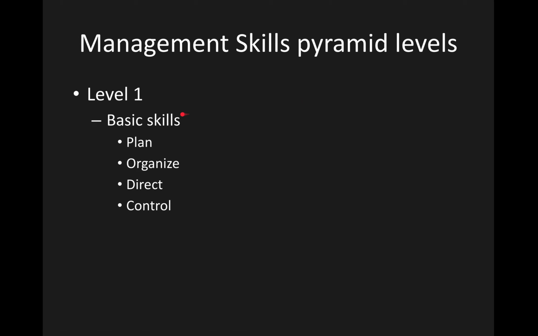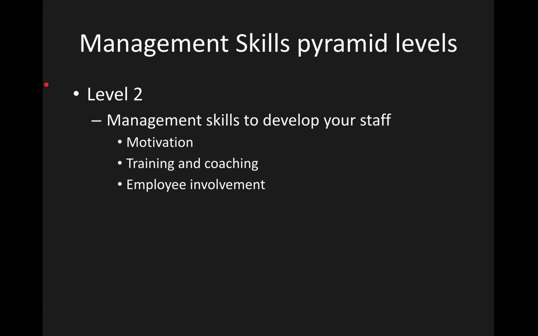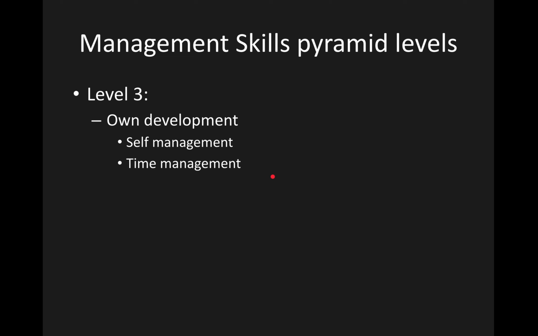Okay, so in level one, we spoke about the planning, the organizing, the directing, the control. And in level two, we want to motivate, we want to train and equip staff with new skills and techniques to achieve those goals and employee involvement. So if the employee is not wanting to be involved, it's going to be difficult to achieve these goals.